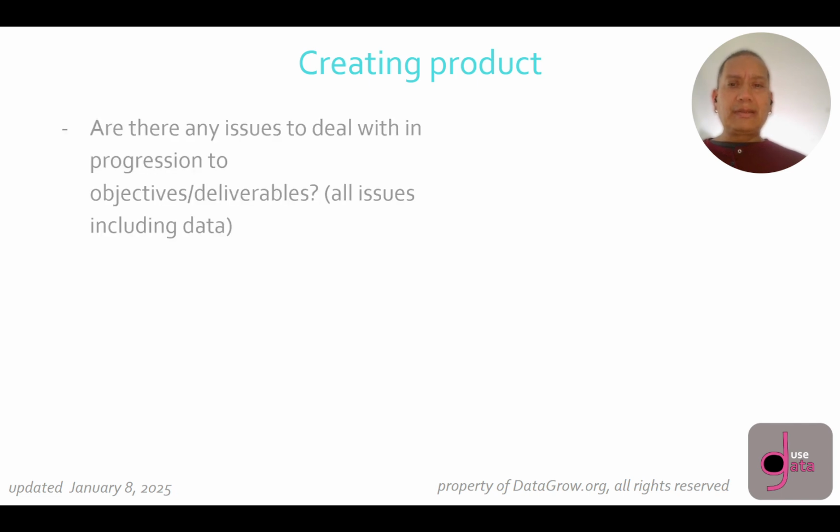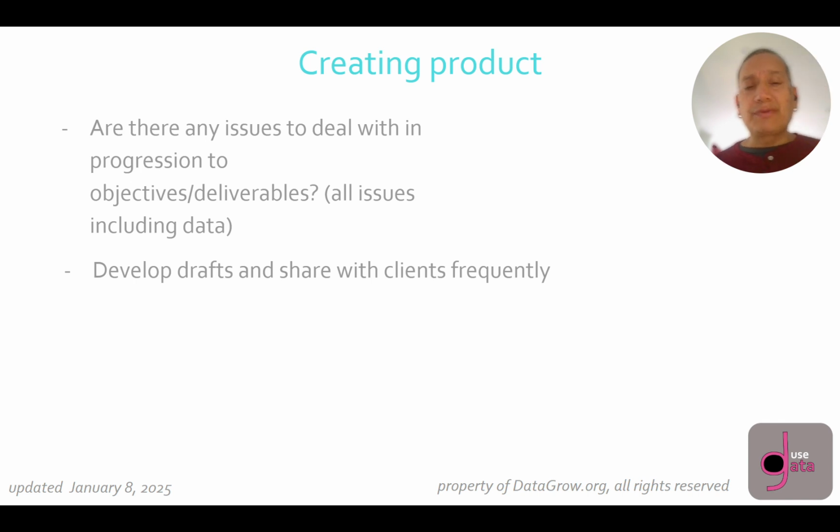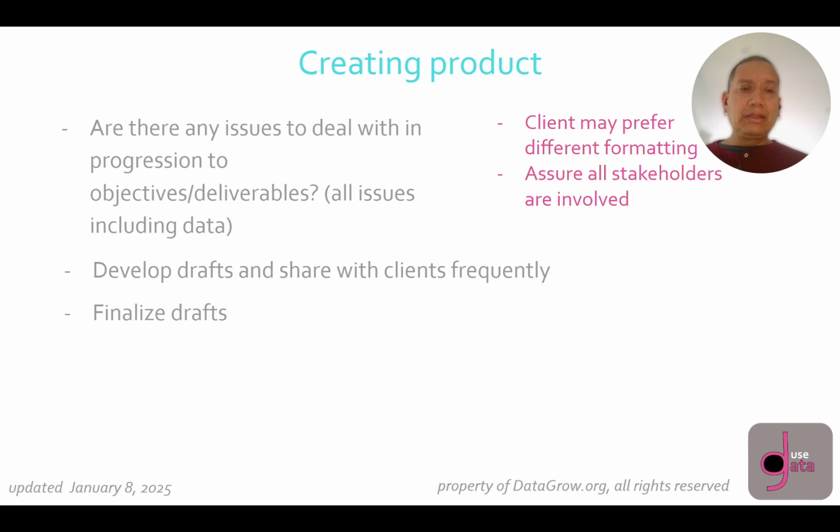Now we're going to create the product. We're fluent with the data. We know what we want to do. We're clear on what our role in the team is. Again, are there issues in progression to objectives? This would be not only data, other issues. I'll share what some of those are. So I develop drafts and share with clients frequently of analysis, of infographics, charts, maps, things like that. Finalize drafts. Get to finalizing those drafts where everyone's happy and it's useful for the client.